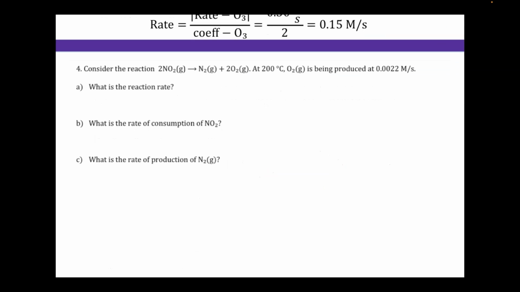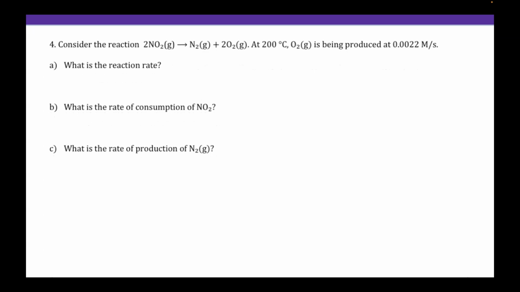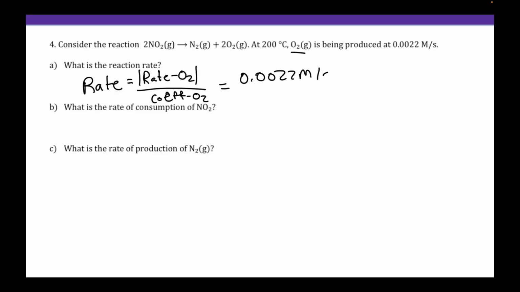Okay, here's a new example of this. We have this nice reaction: NO2 goes to N2 plus O2, and O2 is being produced at 0.0022 molars per second. So for the reaction rate, we'll use that key equation. Rate is equal to the rate of O2, absolute value, divided by the coefficient of O2. So 0.0022 molar per second, and the coefficient is 2. Divide that by 2, and we get 0.0011 molar per second.